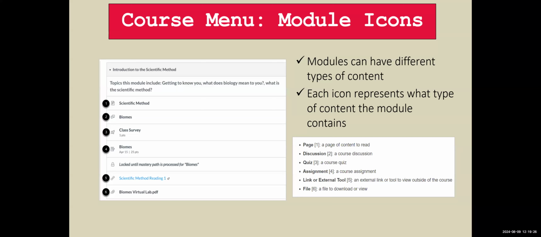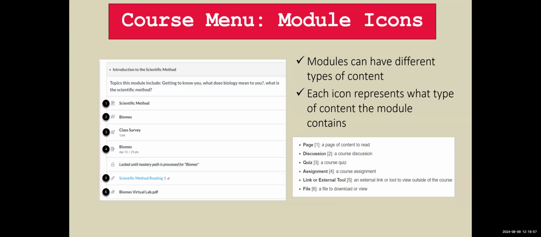Number three is a little rocket and it represents a quiz. This means you'll need to complete a quiz that week. Number four is a page and pencil. This represents an assignment you'll need to submit. If you see a lock icon, that means the instructor set a date to open and close the assignment or quiz, and it can only be accessed during that time.